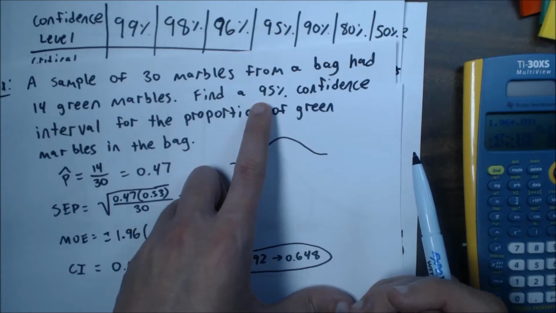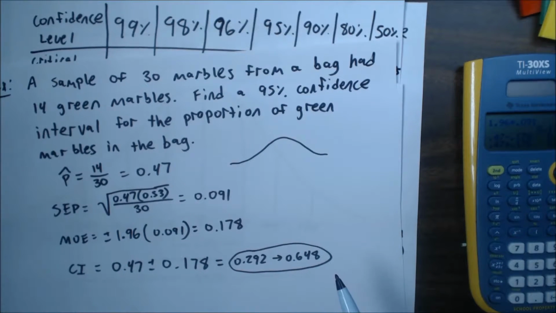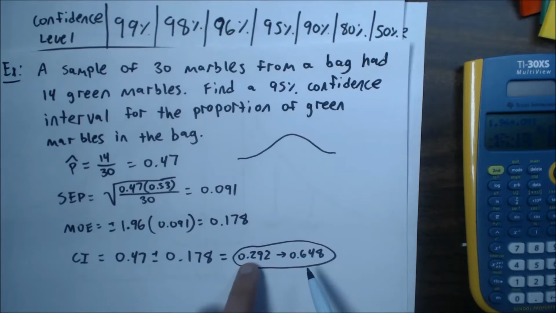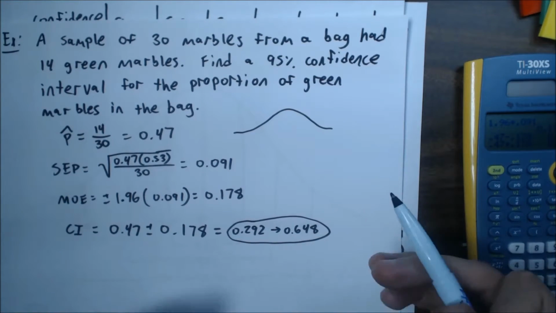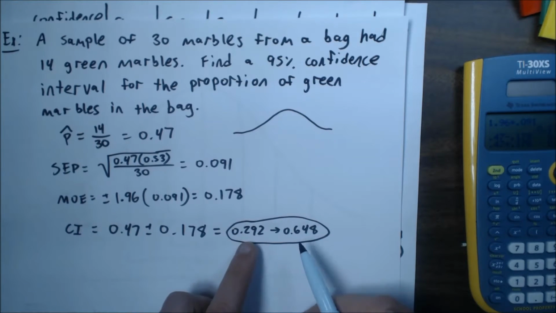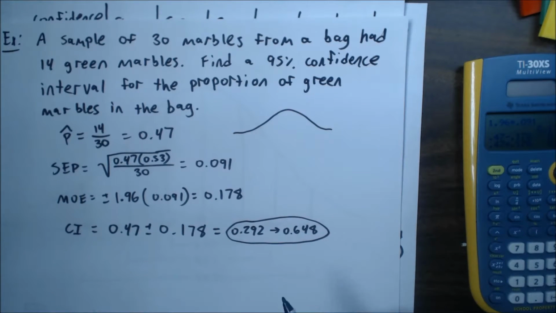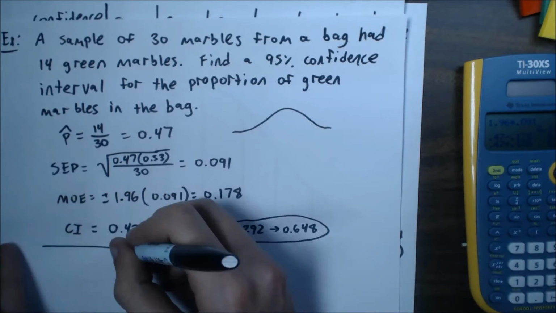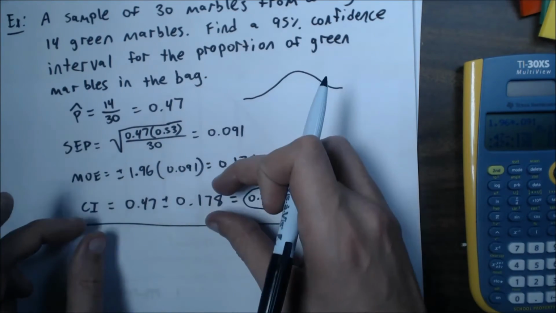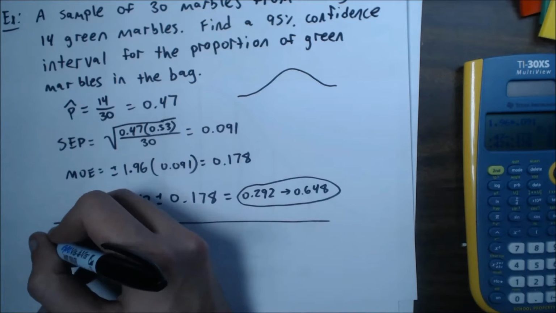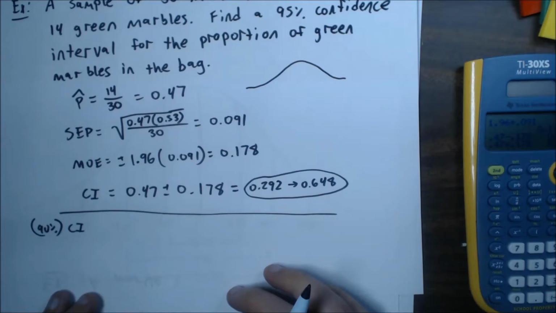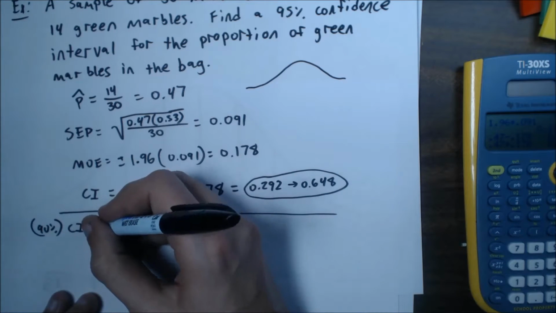What if I was willing to be less confident? What if I said, well, maybe I just want to be 90% confident? Because 95% confidence is pretty high. That's saying I'm 95% sure that the actual proportion of green marbles in the bag is between 29% and 64%. Well, if I was willing to be a little less confident, I'll do it all in one step this time. Instead of finding each part, I'm going to do it all at once. So a confidence interval, and again, this will be for 90%. What would that look like?